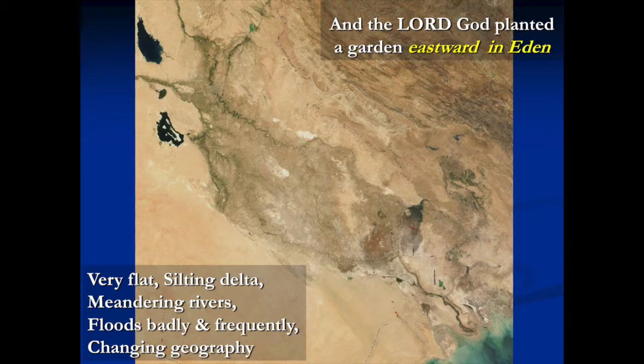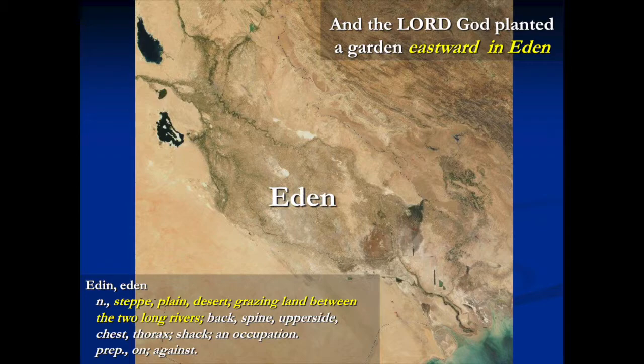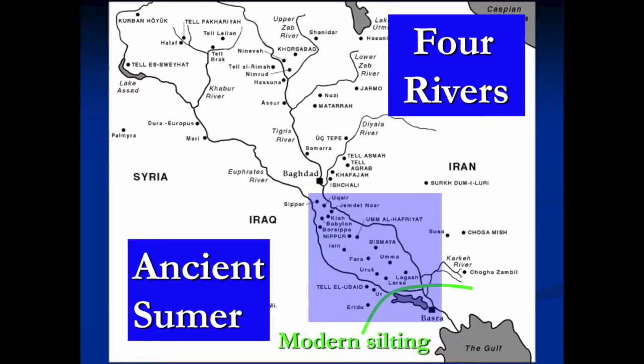Next word, eastward in Eden. Okay, we pull out our Sumerian lexicon again and we look up the word Eden, which is in there. It's a steep, plain desert, grazing land between the two long rivers, back, spine, upper side, chest, thorax, shack, etc., etc. That's Eden, right there. We're not guessing. It's the dictionary definition for the people who wrote this.